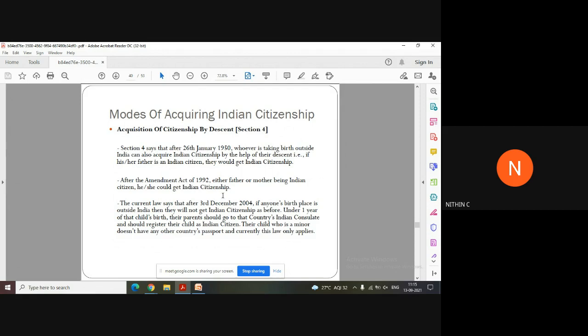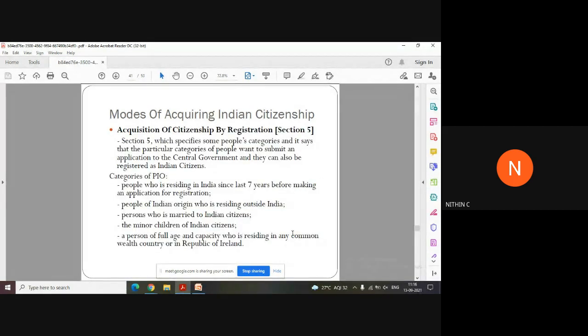The current law says that after 3rd December 2004, if anyone's birthplace is outside India, then they will not get Indian citizenship as before. Within 1 year of that child's birth, their parents should go to that country's Indian consulate and should register their child as Indian citizen. The child who is a minor should not have any other country's passport, and currently this law only applies.